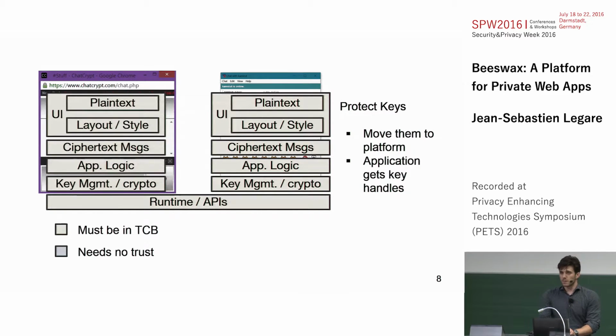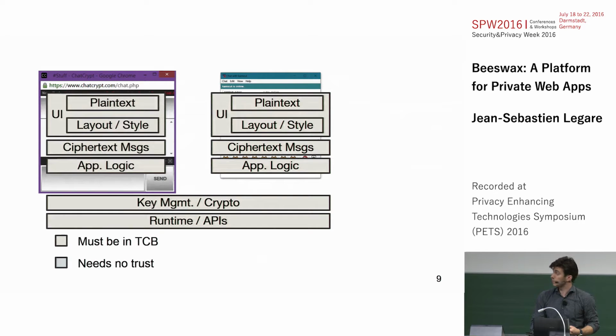What we'd like to do with Beeswax is to not have to trust the application. We want a way where we just have to trust the platform, and all of the security features are taken care of by this platform. So what we notice first is that the keys need to be moved out. So we move the keys to the application platform. We do all the crypto inside the platform, and what we give the application are key handles to these. So the application doesn't see the keys. Of course, that's not sufficient. You also need to take care of the plain text.